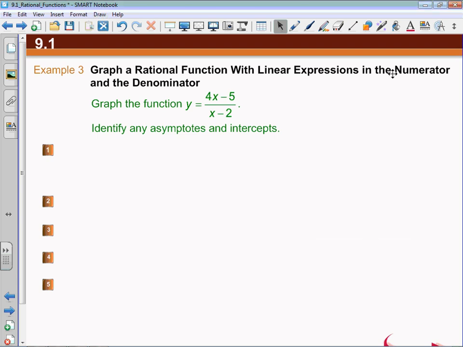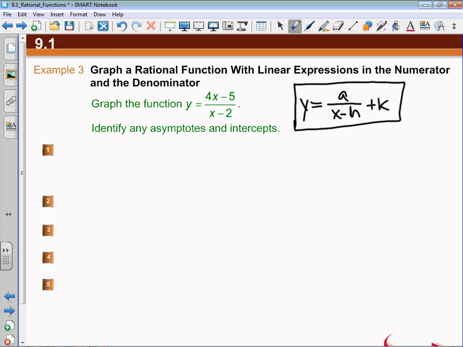Example 3 in 9.1 throws a bit of a curveball right off the bat. The function that they gave us, y equals 4x minus 5 over x minus 2, is not in the form that we can talk about, which is y equals a over x minus h plus k. The problem is that we see the variables in the numerator and the denominator. So when we talk about transformations, we want to make sure that we can manipulate it so that it looks like that form.